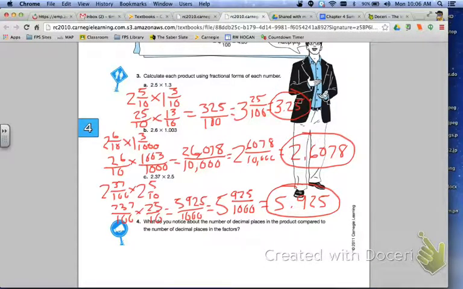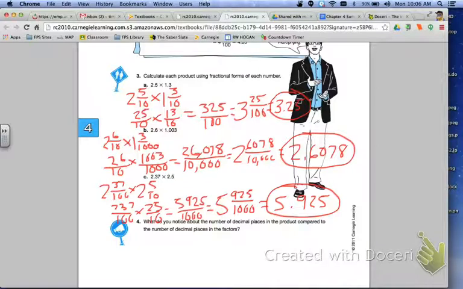So here is what you should have come up with for letters A, B, and C. If you look at letter A, 2.5 times 1.3, we want to convert both of those into fractions. 2 and 5 tenths times 1 and 3 tenths, we turn them into improper fractions, carry out the multiplication. 3 and 25/100 is our decimal product.